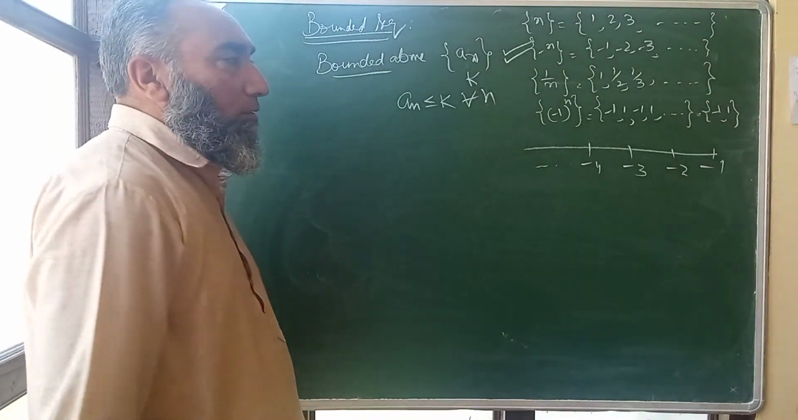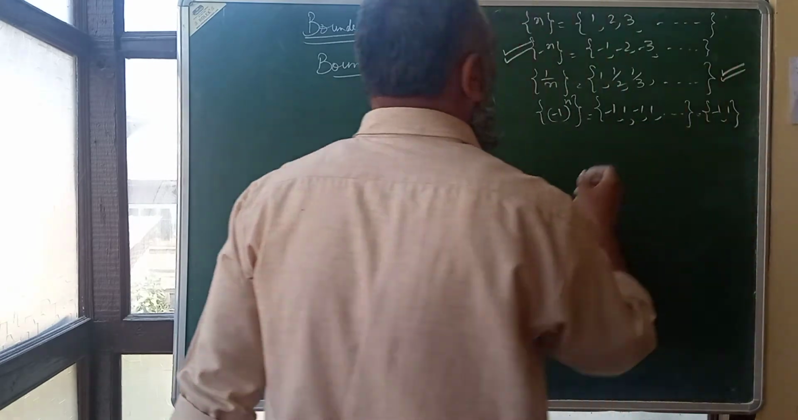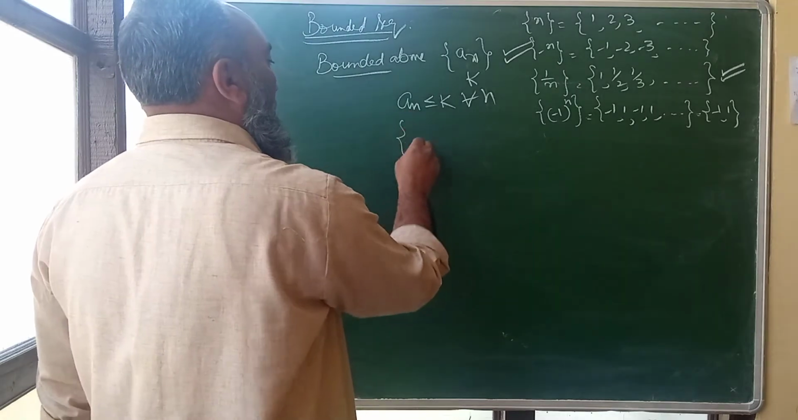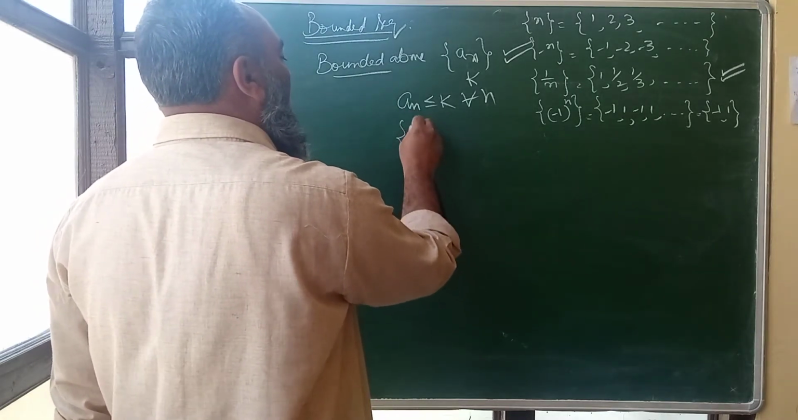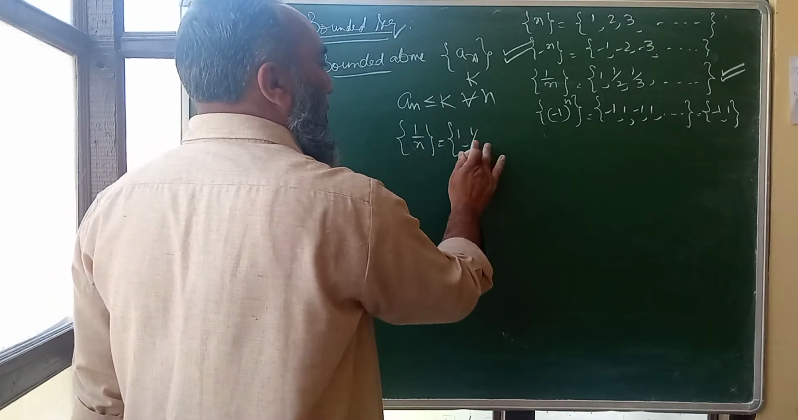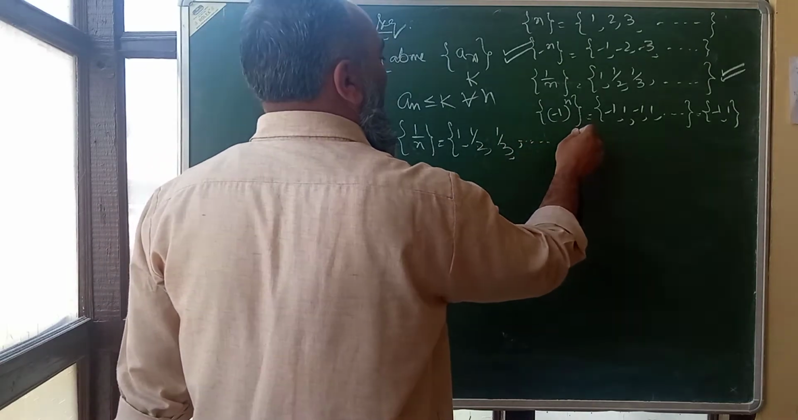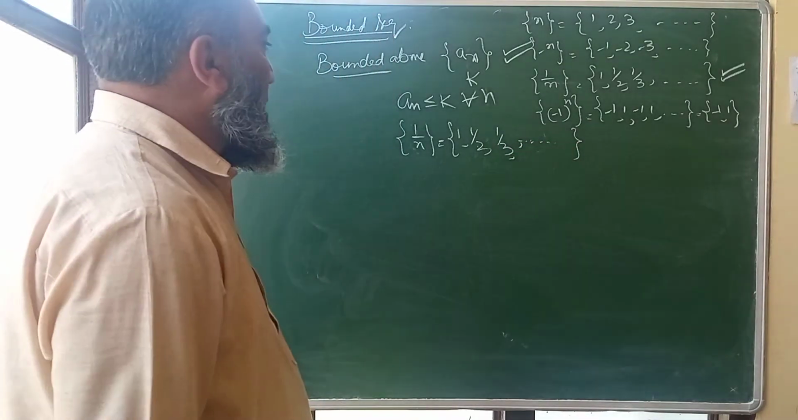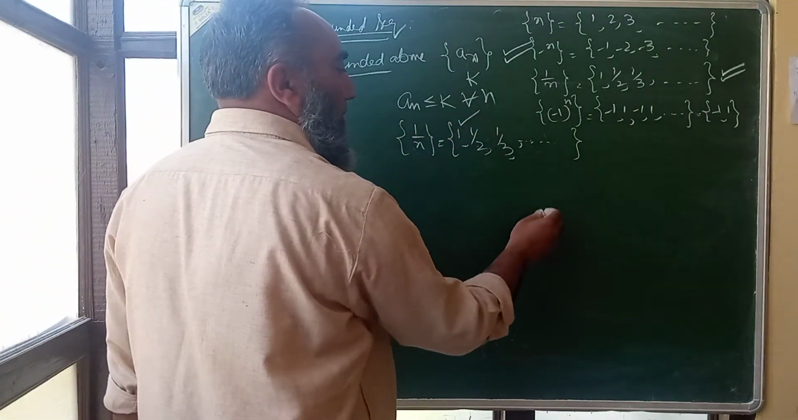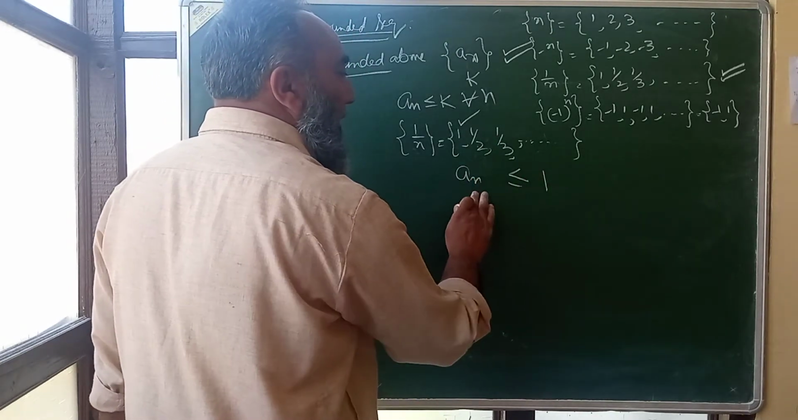This sequence is, okay, let me not take this sequence. Let me take this one. This will be easy to understand. Let me take up the sequence 1 by n: 1, 1 by 2, 1 by 3, 1 by 4, 1 by 5, and so on. See, this is a sequence. I can take a number k, say 1, such that each an is less or equal to this 1.